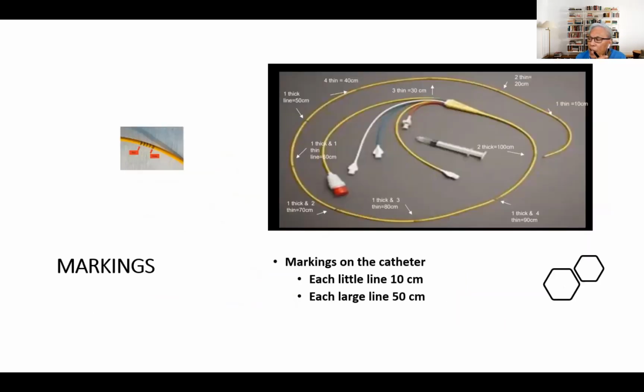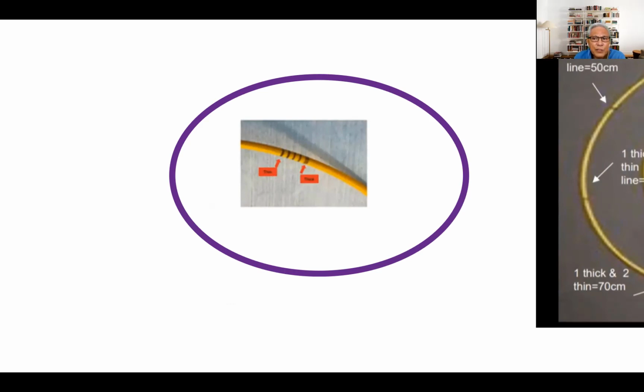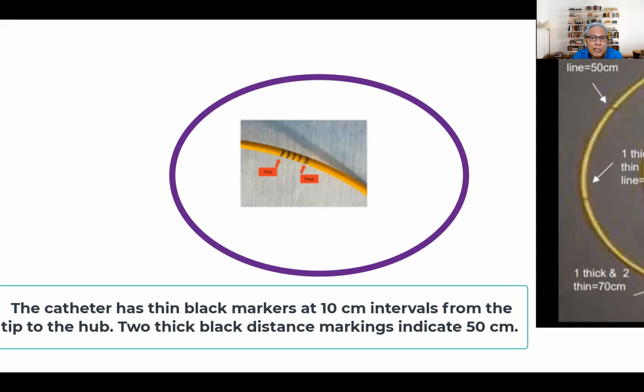I had said that the catheter is usually 110 centimeters long, and there are thin black markers that you will see on the left side of the screen. I'm going to zoom in right there. These particular markings are very, very important. The thin lines are 10 centimeter markers, and the thick line is a 50 centimeter marking. So in this particular example, you would see that this distance is 90 centimeters.